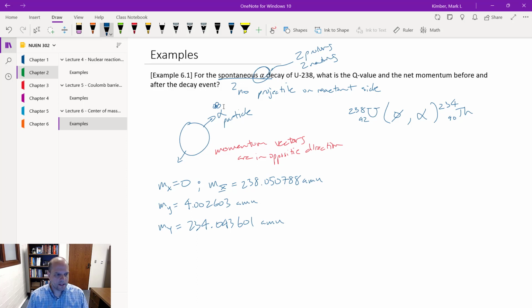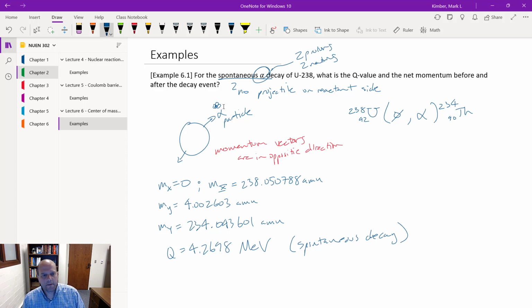So we've got these masses, and we can easily find the Q value. The Q value is going to be 4.2698 MeV. Because this is a positive value, what we have here is a spontaneous decay. In other words, we've just verified that it is indeed a spontaneous decay. The Q value informs us of that.